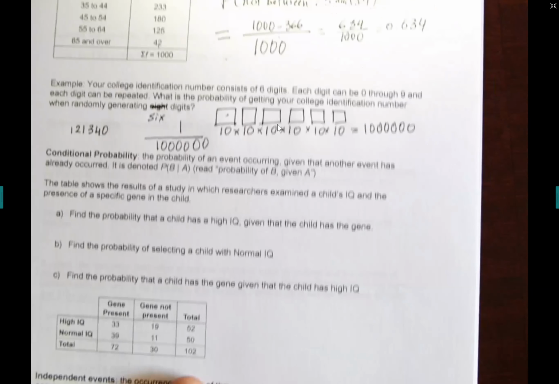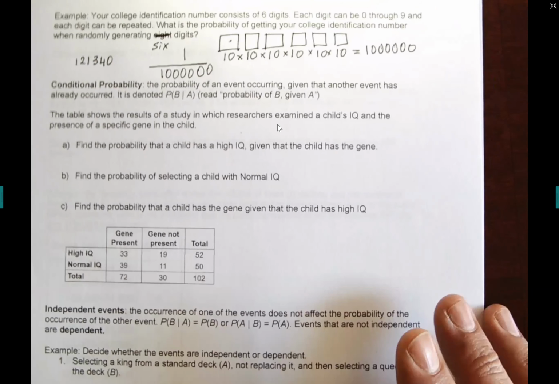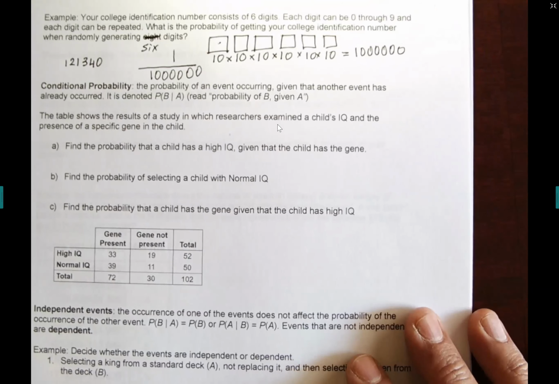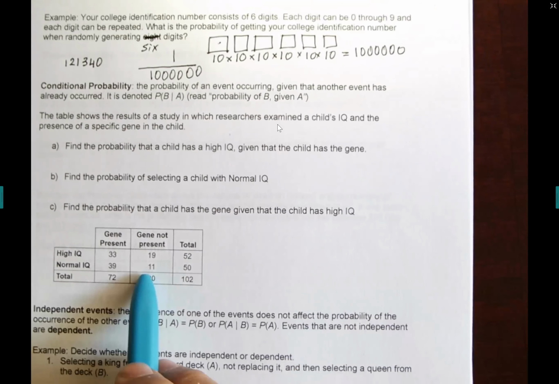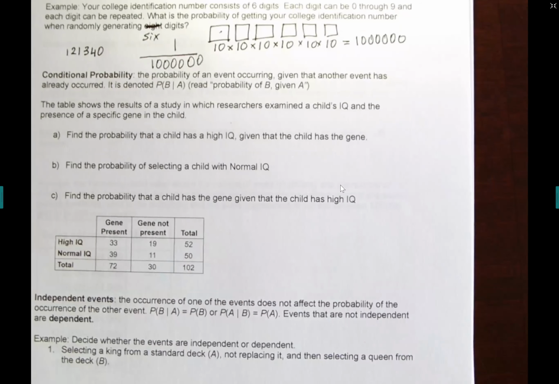Okay, conditional probability. We're going to learn about conditional probability today, but before I get into this, I want to show you this table that I'm going to use to explain conditional probability and make sure that you understand how to read this table. This is a table about children with high IQ and normal IQ, who have a certain gene present that could affect their IQ. The table shows the results of a study in which researchers examined a child's IQ and the presence of a specific gene in the child.